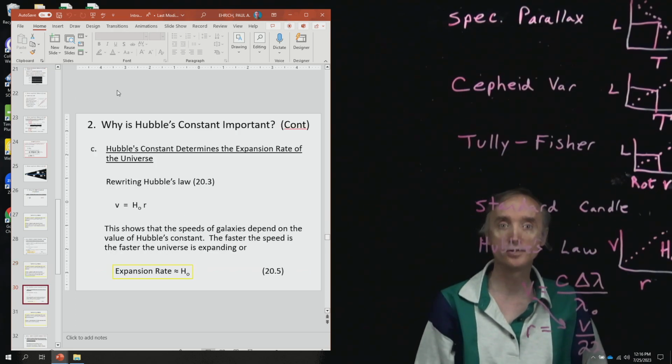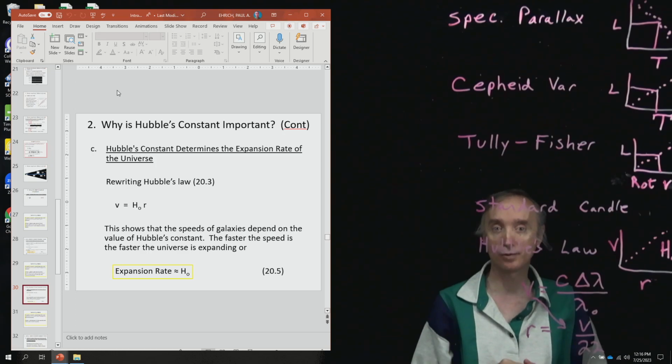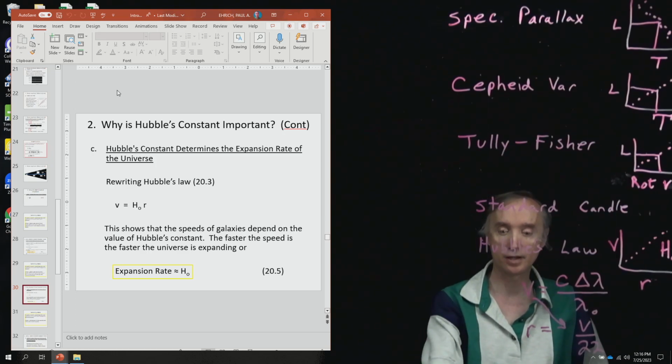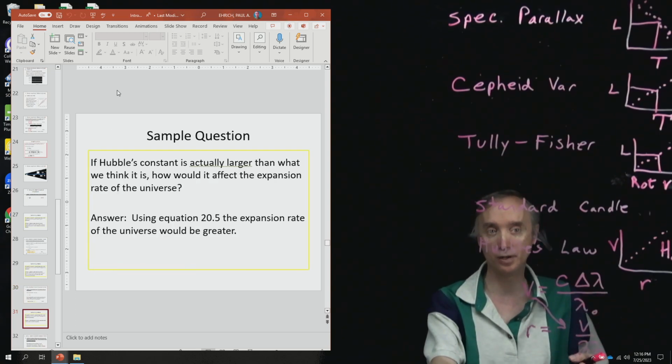Okay, then Hubble's constant determines the expansion rate of the universe. You're not responsible for any derivations, but you'll notice that the expansion rate is directly proportional to h sub 0. So again, I could ask you a conceptual question about what effect it would have on the universe if h sub 0 gets bigger.